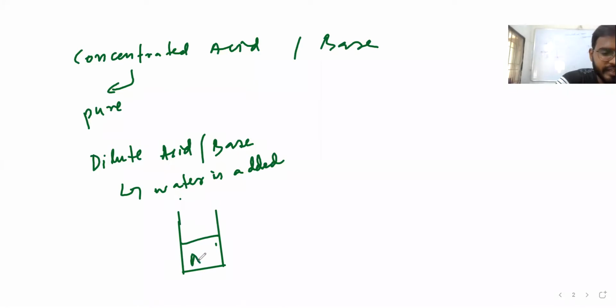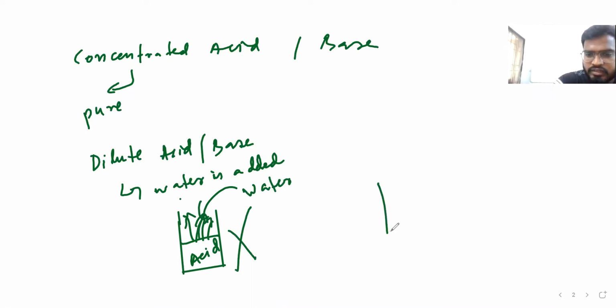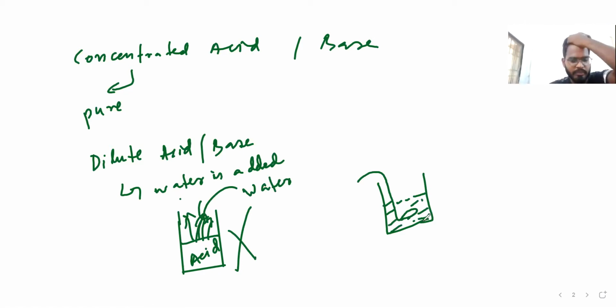Suppose the acid is here and you mix water into it. Then a lot of heat will evolve, so your face and everything will burn. You should never add water to acid, because it produces too much heat. What we have to do here is take a beaker and a spoon, and keep a fixed amount of water in it. How much water you want to put, we have to decide beforehand.